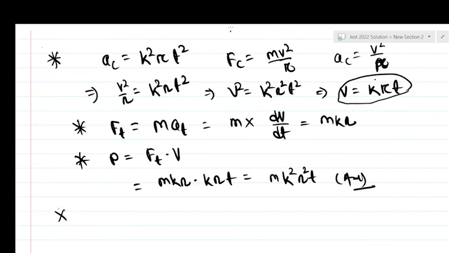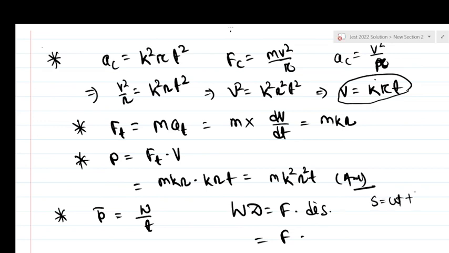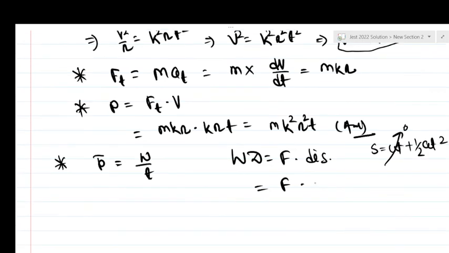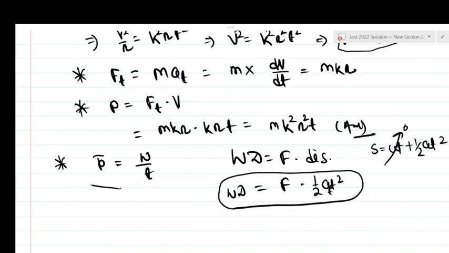One extra thing I am adding: if the question asks for the average power, it is work done by time. The work done is force into displacement, and the displacement you can find from the equation ut plus half at square. If the initial velocity is 0, then the displacement is half at square, and here a is the tangential acceleration. From this you can find it, and the average power is work done by time.